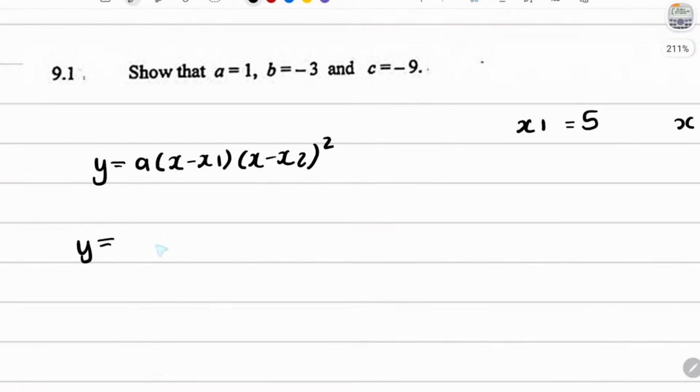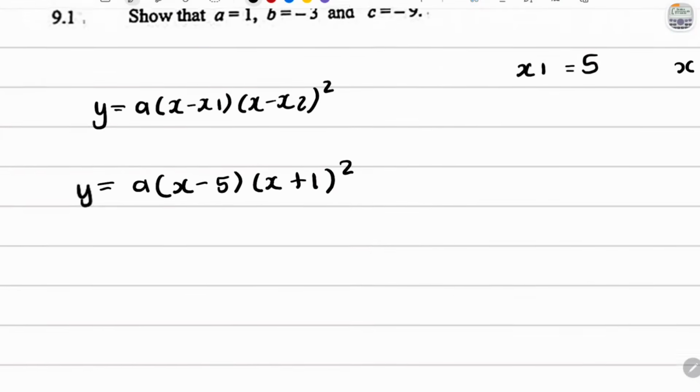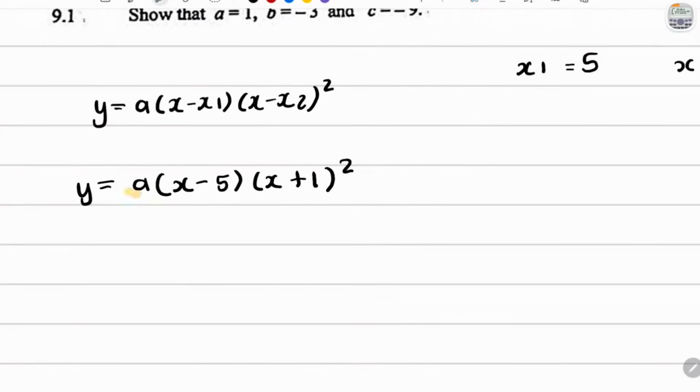So we're going to say y is equal to A times x minus our x1, which is 5, and then times x minus our x2, which is -1, which is really minus -1, which just becomes a +1. You just say +1 all squared. And now you see that the only thing missing in your formula is just your A. So to find A, if you could fill in numbers for x and y, then you would have A. So it means that you need a point, because a point is the only thing that will have x and y like that.